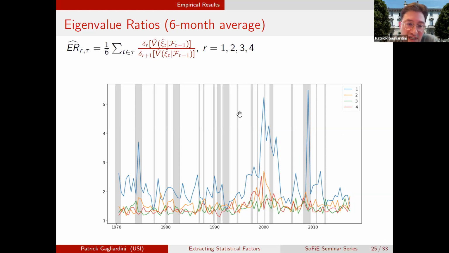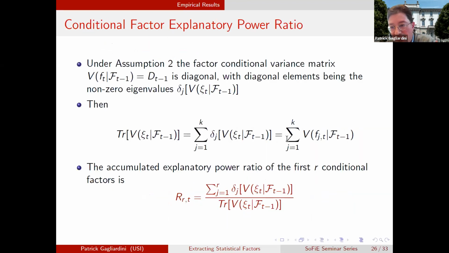The vertical gray areas in these pictures are NBER recessions plus some financial crises. So to understand more about the role of this dominant factor, and also to understand what the role of possibly other conditional factors is, we are using this argument.